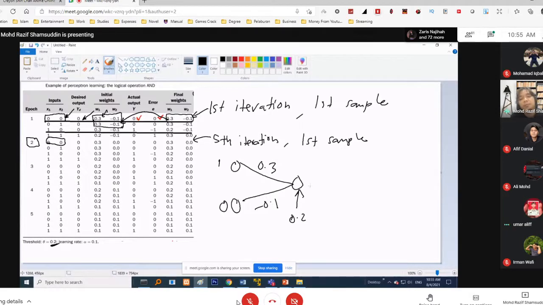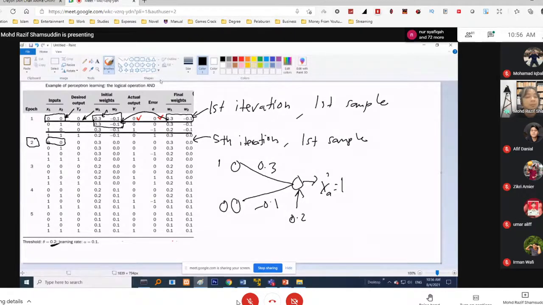Now calculate apa? Mula-mula calculate step activation. So the step activation is 1 multiply 0.3, 0 multiply negative 0.1 is 0. So the summation is 0.3 minus threshold 0.2, dia jadi 0.1. 0.1 apply to the step activation gives 1. So the actual output is 1. So 1 ni adalah Y actual. Y actual sama dengan 1.